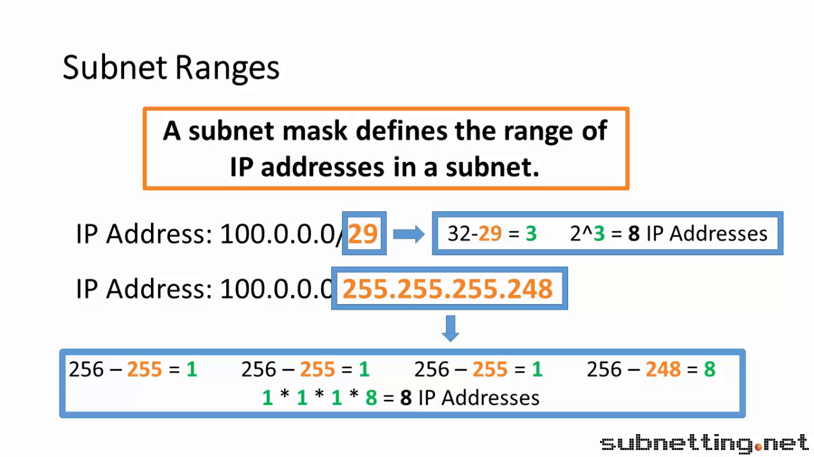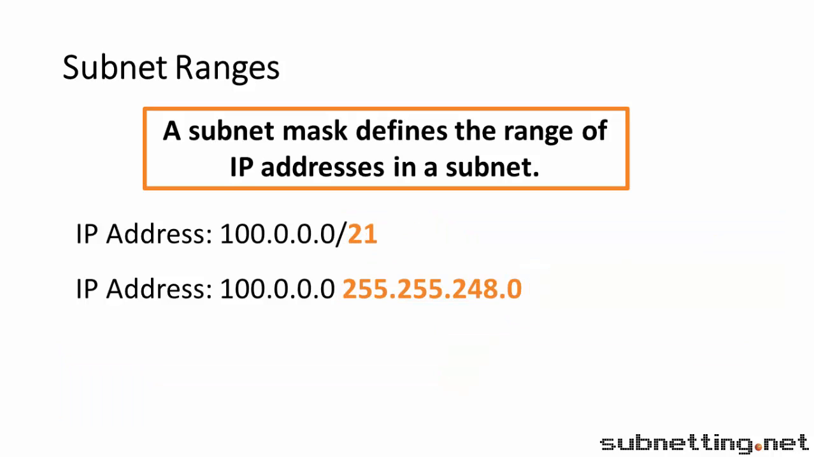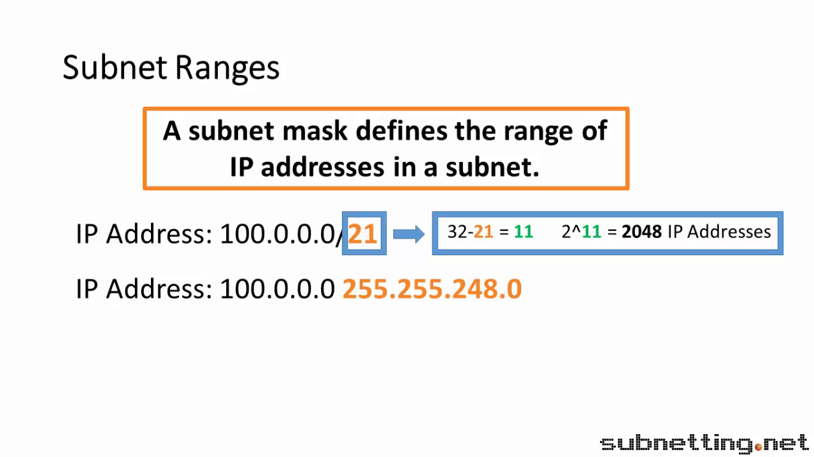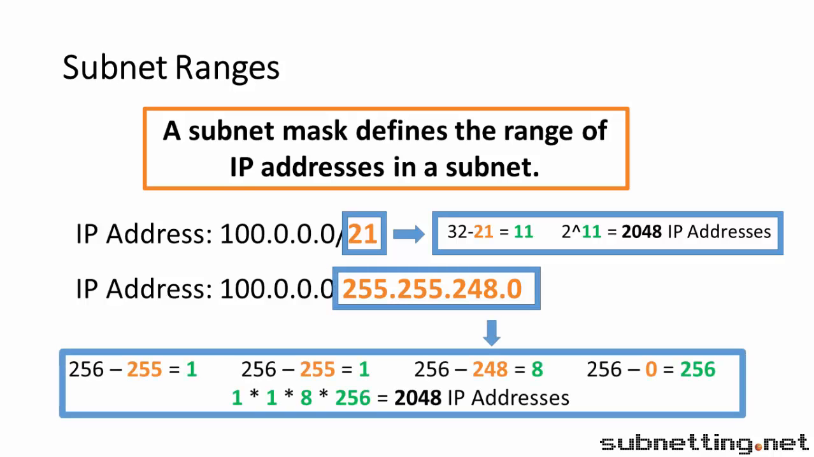Now let's try this again for a different subnet mask. In this case, the /21 tells us that we have 32 minus 21, or 11 host bits. 2 to the 11th power is 2048, so that means our subnet has 2048 IP addresses in it. For decimal notation, we use our subtraction from 256 method. The first 2 octets are simply 256 minus 255 equals 1. The third octet is 256 minus 248 equals 8, and the fourth octet is 256 minus 0 equals 256. Multiplying them all together gives us 2048 IP addresses in this subnet.